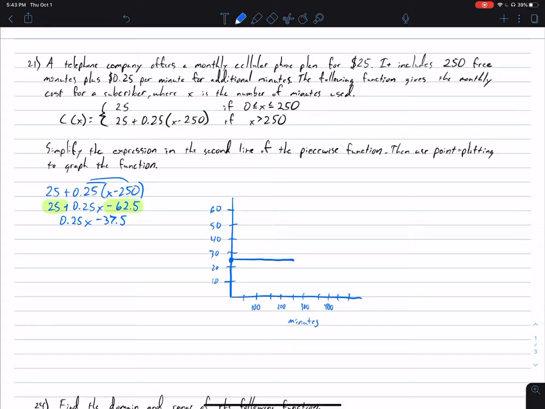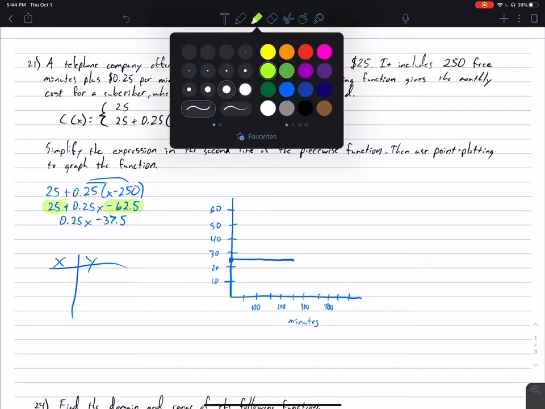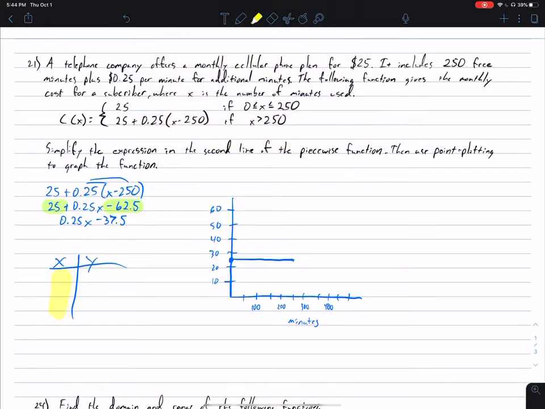Now, when they say use point plotting to graph the function, they want you to come up with actual x and y values. So I would have to pick values to plug in as my x's. Those numbers, whatever you pick as your x's, would have to be somewhere above 250. So you're going to need to pick numbers over here. Those will then get plugged into here to give you exact values.